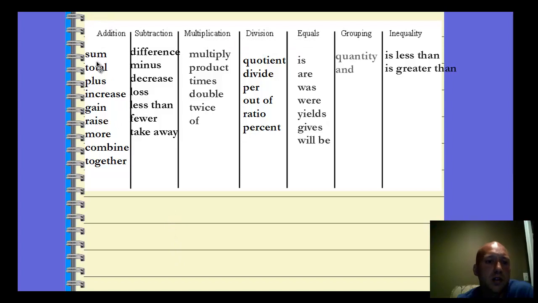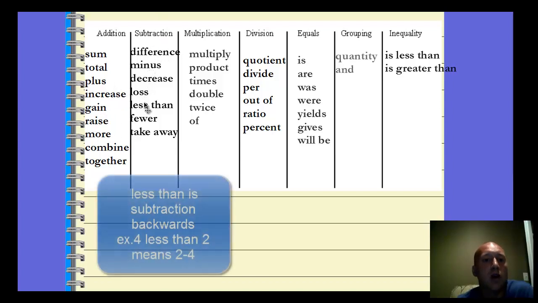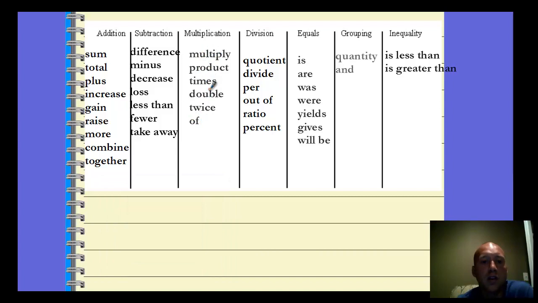So addition: sum, total, plus, increase, gain, raise, more, combined, together. They all are ways of saying add the numbers together. Subtraction: difference, minus, decrease, loss, less than, fewer, take away. Less than is different than is less than. Two different statements here. And multiply: product, times, double, twice, of, and you can do triple. Double and twice just mean that you multiply by 2.